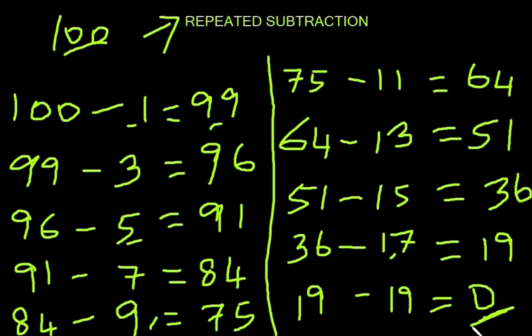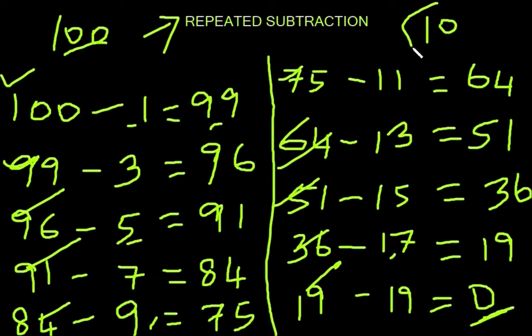How to find the answer now? Just count the steps. So 1, 2, 3, 4, 5, 6, 7, 8, 9, 10. So how many steps? There are 10 steps. So what is the square root of 100? It is 10. Are you clear? Isn't it easy? So this is how you do the repeated subtraction method to find the square root of a number.